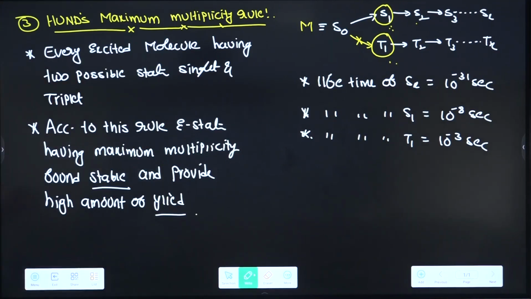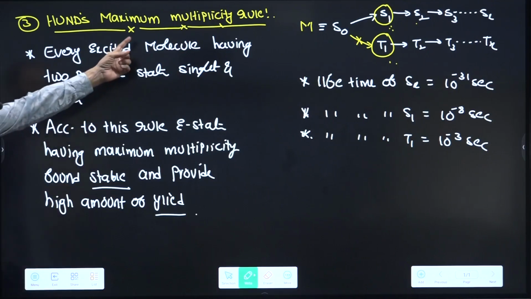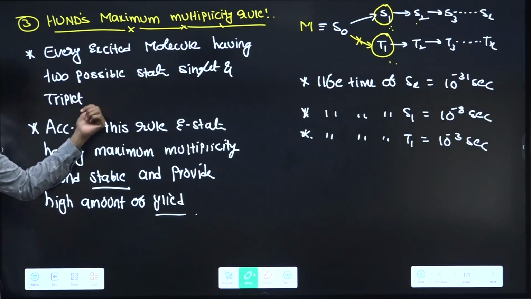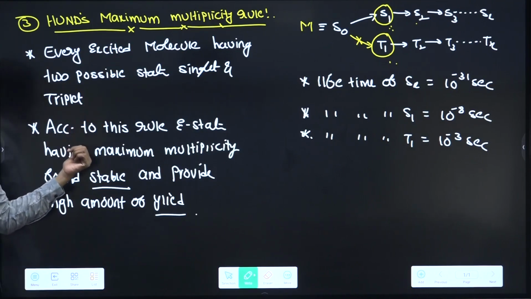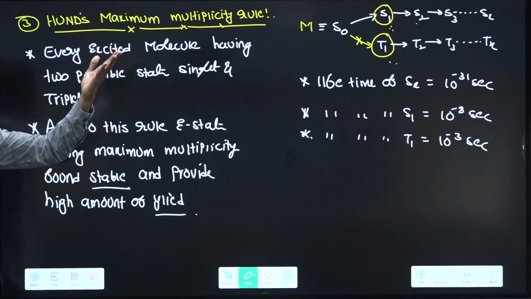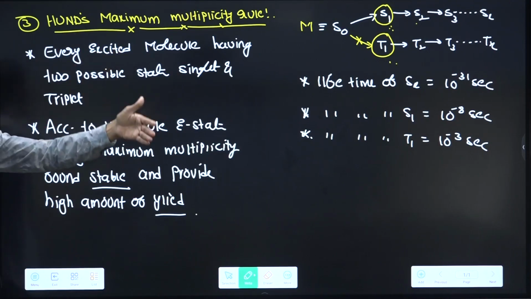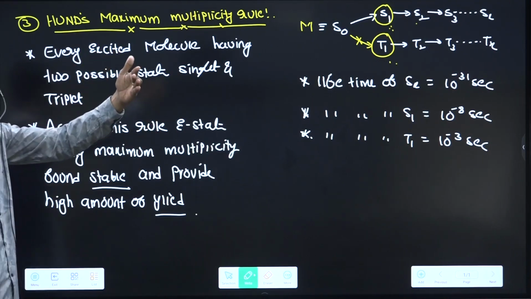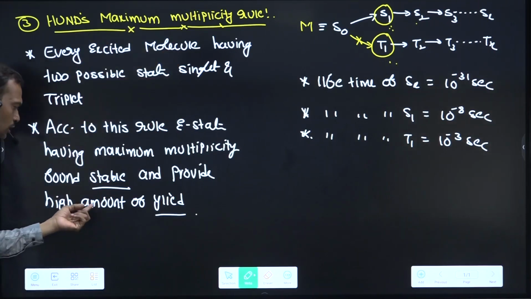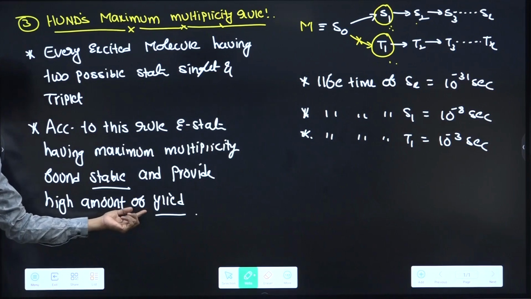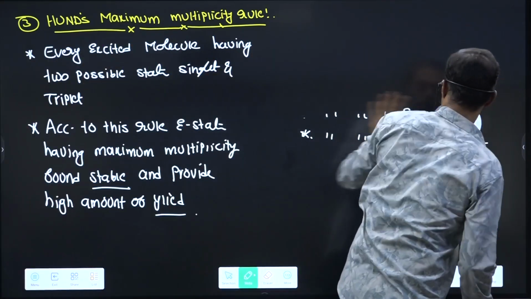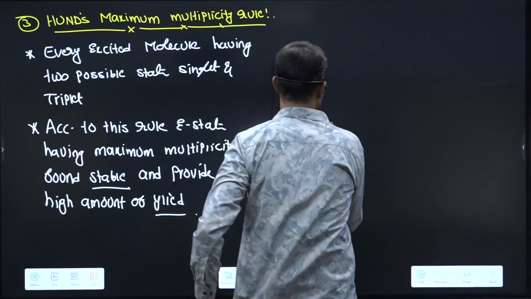Hund's rule of maximum multiplicity is really saying that every excited state molecule has two possible states, singlet and triplet. This rule says that whichever excited state has more multiplicity, that state is found to be more stable. And from that state, you will get a greater yield if they participate in a chemical reaction. So which state will give more yield? Triplet. Right or not? So this is Hund's rule of maximum multiplicity.